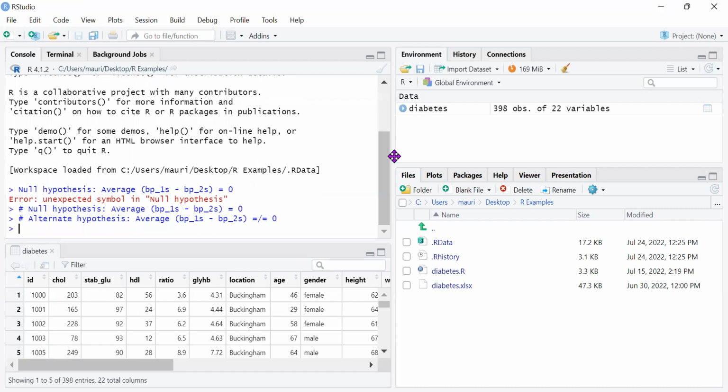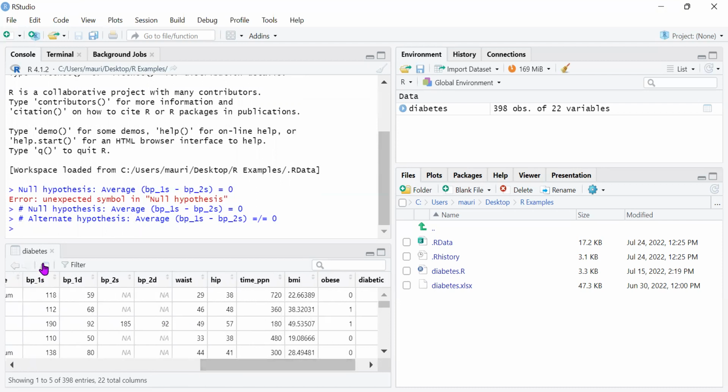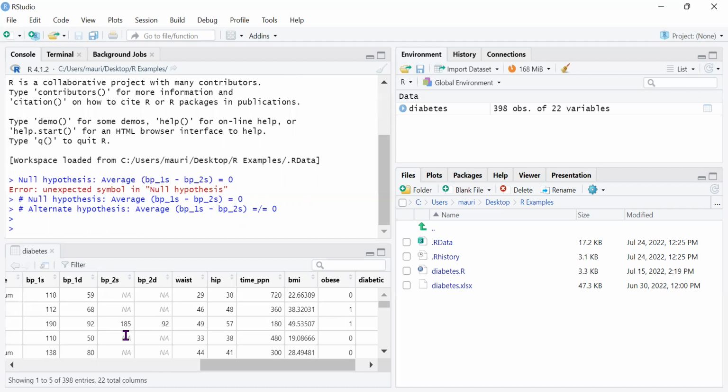So what we are looking at is the first systolic blood pressure and the second systolic blood pressure. If the first systolic blood pressure minus the second systolic blood pressure is the same, that means there is no difference. It means that the waiting time between these two blood pressure readings has no effect. If we reject the null hypothesis, it means that the waiting time actually does affect the blood pressure. So let's look at the paired t-test version.